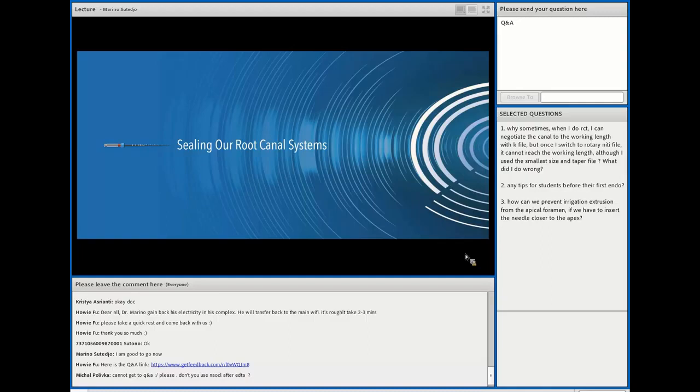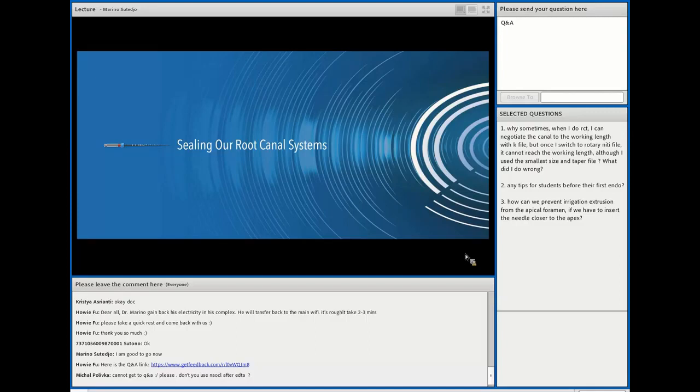And when it's collapsed and you keep pushing it apically, it will get stuck at the apical. So you think with the K file you will reach the working length. Yes. But when you remove the file, instantly the pulp will collapse. And when it's collapsed and you now try to insert your rotary instrumentation, you will find there is some blockage.